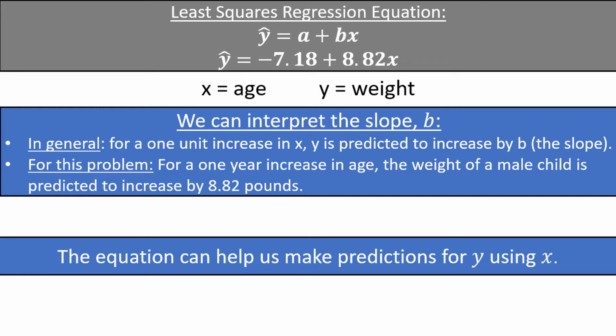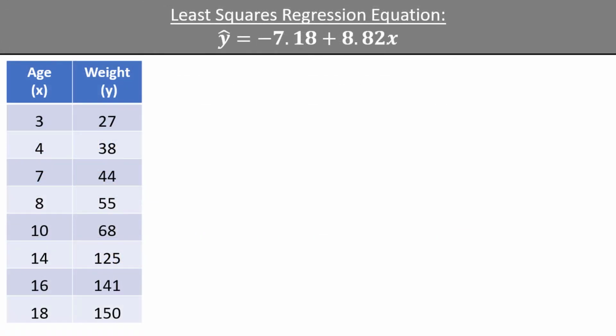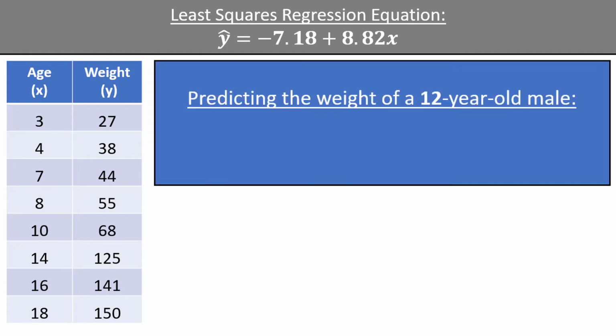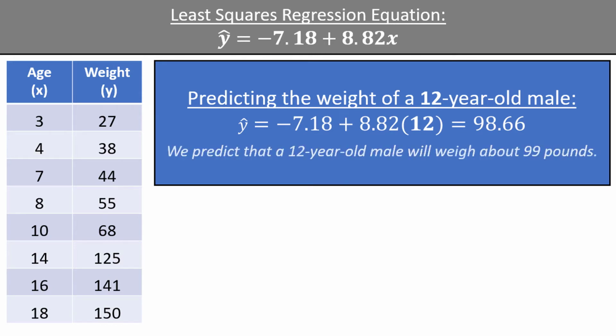The other main use of this equation is to make predictions for y using values of x. For our example, the initial dataset did not contain any male children aged 12. So we might plug in x equals 12 into the equation in order to predict the 12-year-old's weight. We have y hat equals -7.18 plus 8.82 times 12, which simplifies to 98.66. We predict that a 12-year-old male will weigh about 99 pounds.